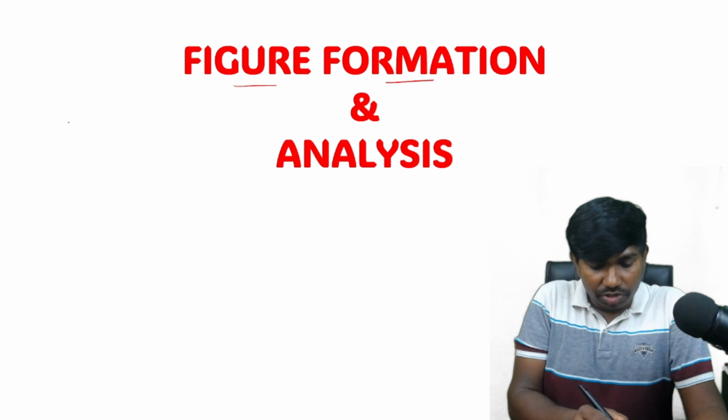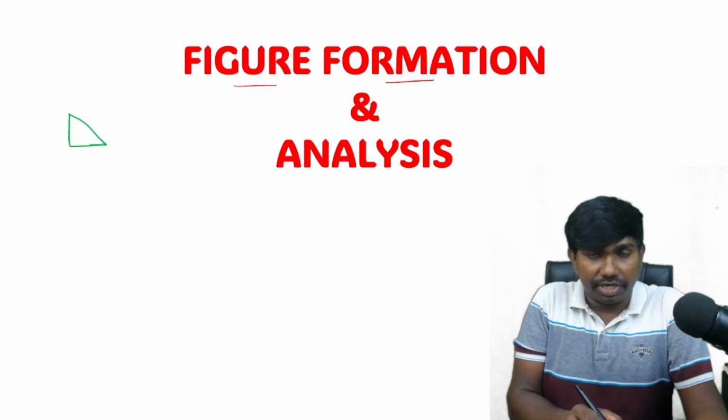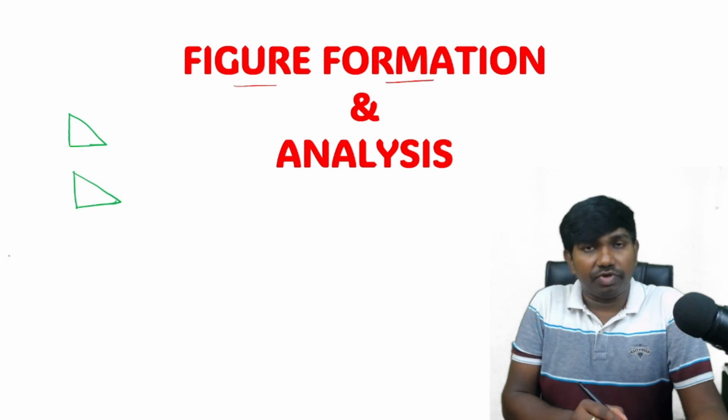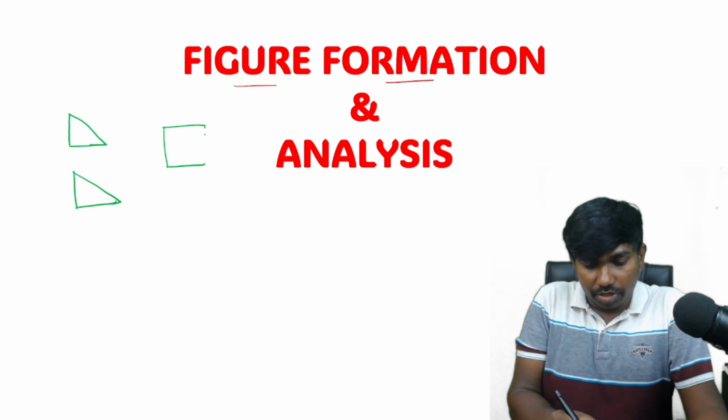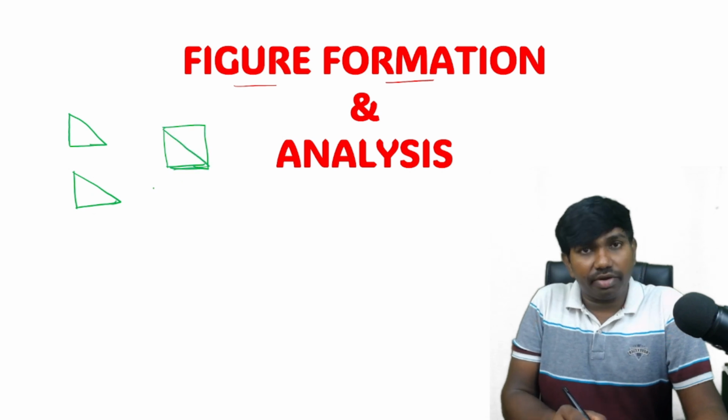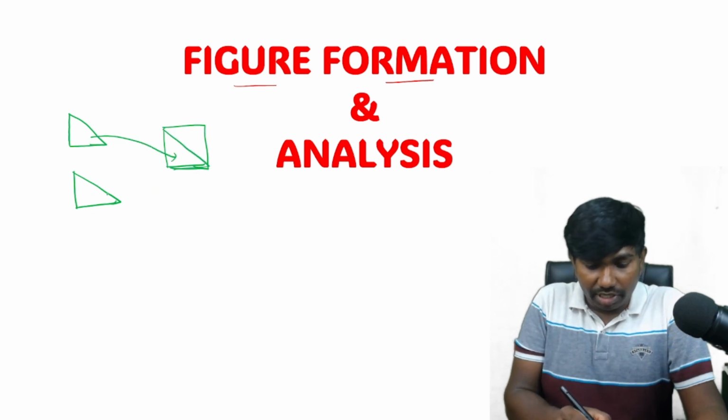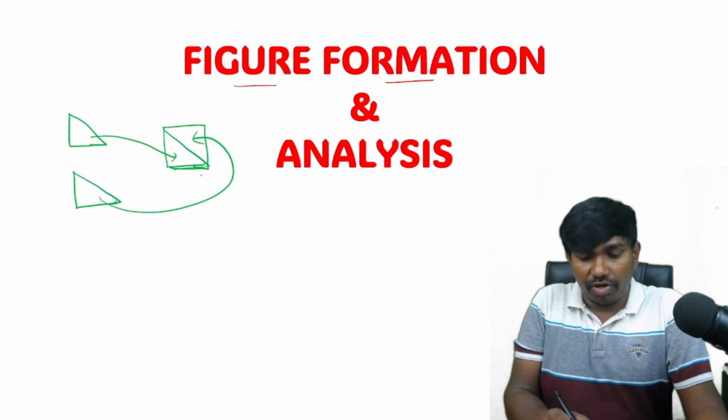Suppose there is a right angle triangle like this, an isosceles right angle triangle, and another is also an isosceles right angle triangle. I have given like this. Which figure can you form using these two? I think you can make a square, right? One triangle is kept here and another triangle is kept here. We can form a square here.